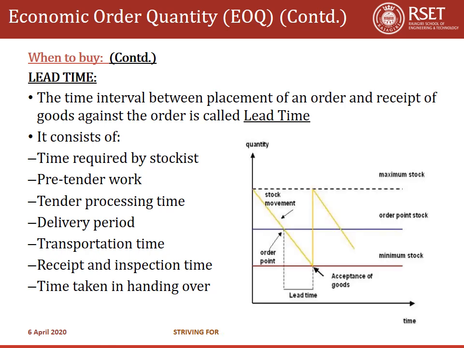So again, this is the graph. This was the same graph that I'd shown earlier. So this is the order point and this is the safety stock. The time difference between the order point and the acceptance of the goods, that you see as this horizontal line here, is known as the lead time. And once the goods have been accepted, your stock goes up and this story repeats. So this is what is known as lead time.